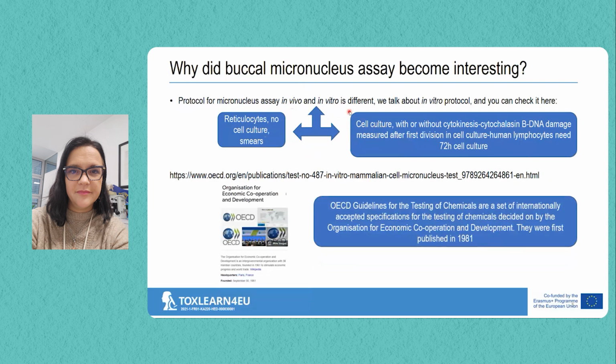The guidelines for both in vitro and in vivo assays exist, and they are internationally accepted guidelines that have been made or validated by the OECD, the Organisation for Economic Co-operation and Development. This organization has made a set of guidelines for chemical testing that you can also use for other agents that are not chemicals, to test their toxicity and DNA damage assessment.